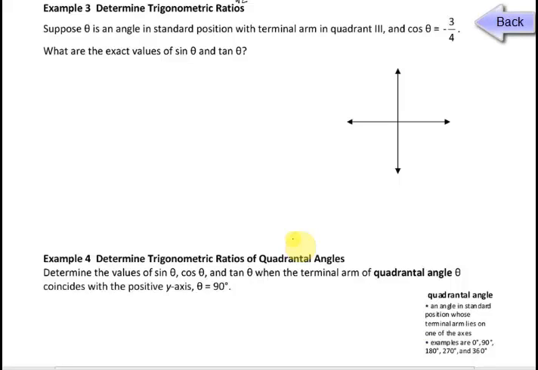Okay, example 3, determine trigonometric ratios. Suppose theta is an angle in standard position with terminal arm in quadrant 3 and cos theta is equal to -3/4. What are the exact values of sine theta and tan theta? Now, exact values in this question doesn't mean that you need to refer to your special triangles. What it means is if you do get one value in your work that's a square root, you don't work it out as a decimal, you leave it as a radical.